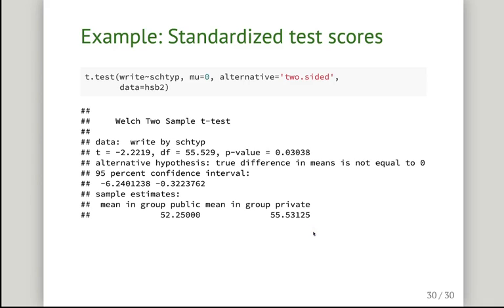So looking at this, again, we're assuming that variance is not equal by default. We get the smaller of the two p-values. So with this, we would reject our null hypothesis and conclude that there is truly a difference in the population mean writing score for public schools versus private schools.